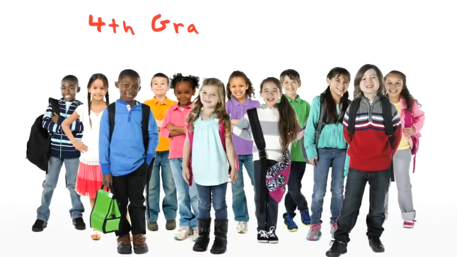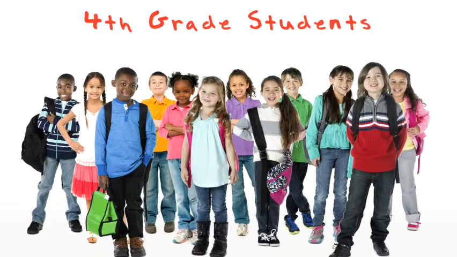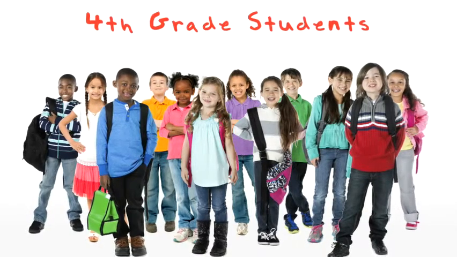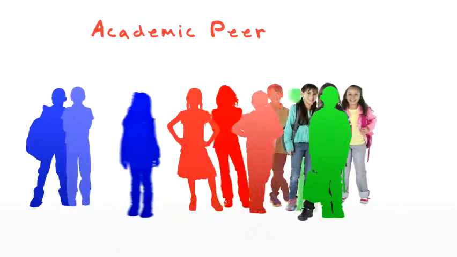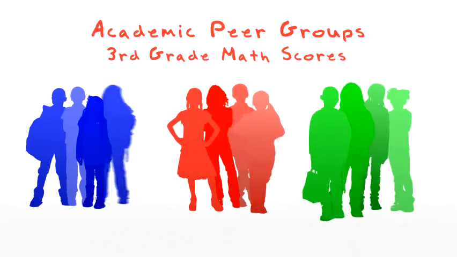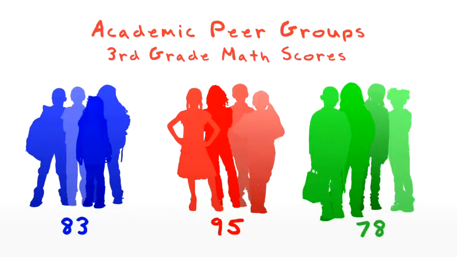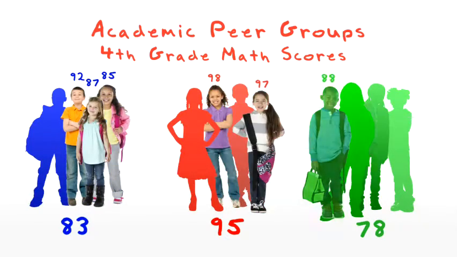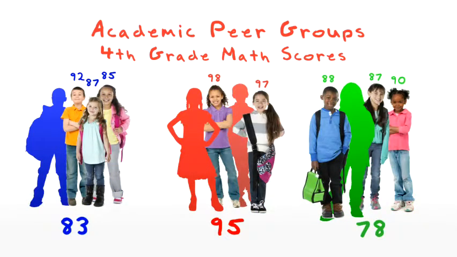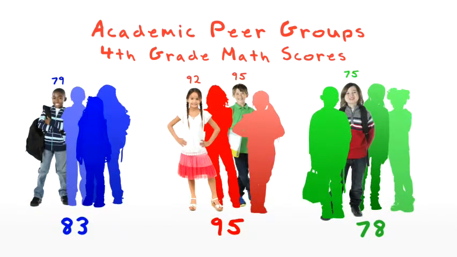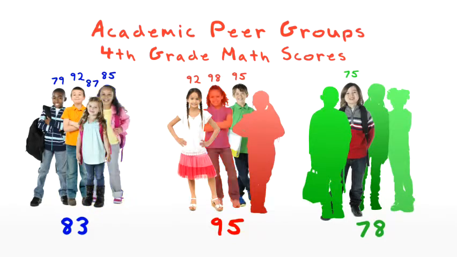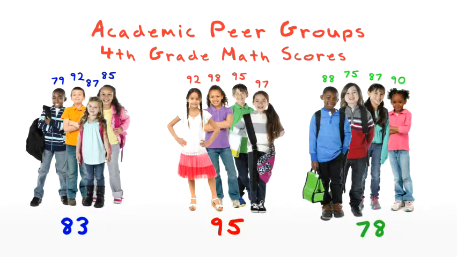Consider the example of calculating student growth percentiles for 4th grade students in math. First, we put all 4th grade students in the state in groups with other students that scored similarly in 3rd grade math. This is their academic peer group. Then we consider their 4th grade math scores. Some of the students may have made a lot of academic progress, so their 4th grade scores will be higher. Others may not have made as much progress. As you can see, there is a wide variety of 4th grade math scores, both within each group and across all the groups.